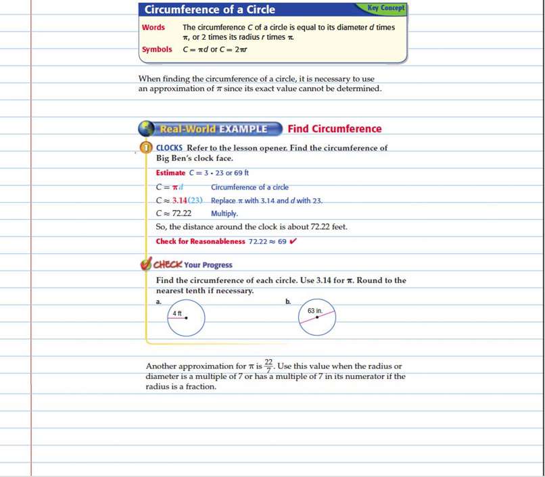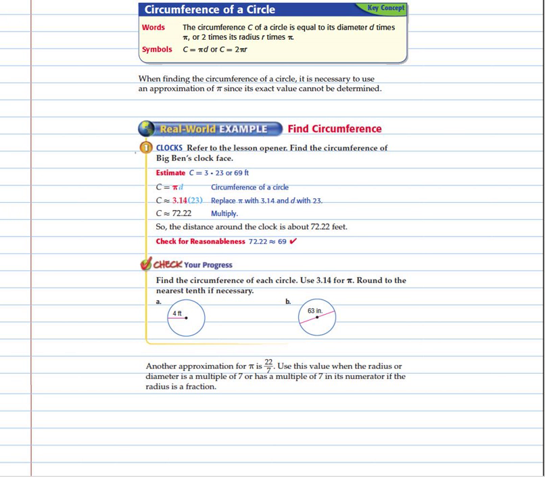A key concept: the circumference of a circle is equal to its diameter d times pi, or 2 times its radius r times pi. So C equals pi d, or C equals 2 pi r. When finding the circumference of a circle, it is necessary to use an approximation of pi, since its exact value cannot be determined.